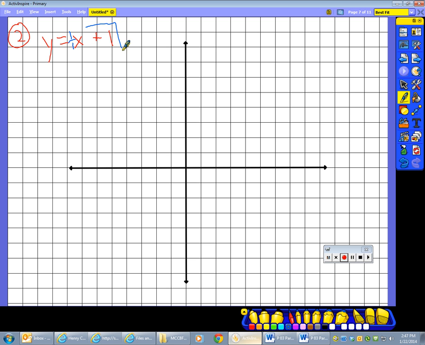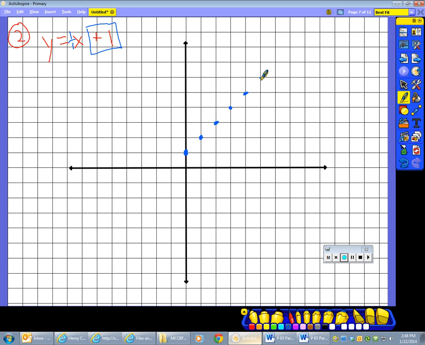First thing I'm going to graph is the y-intercept. So the y-intercept is positive 1. And then my rise is 1 and my run is 1. What that means is I'm going to start here at my y-intercept, rise up 1 and run over 1, and put a point there. And then I'm going to rise up 1 and over 1, up 1 and over 1. I'm going to just keep doing that.